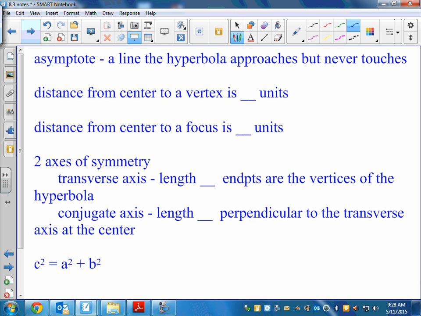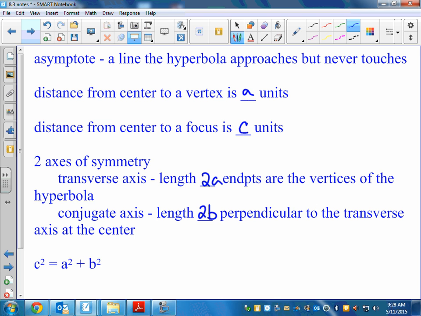Okay, so an asymptote, you know what that is. A line the hyperbola approaches but never touches. The distance from the center to a vertex, just like an ellipse, is going to be A units. So that means the length of the transverse axis, just like the major axis, is 2A. So that's in here. The transverse axis is 2A. The distance from the center to a focus, just like an ellipse, is C units. And the conjugate axis, aka the minor axis of an ellipse, is 2B units. Oh yeah, and I already wrote C squared equals A squared plus B squared.